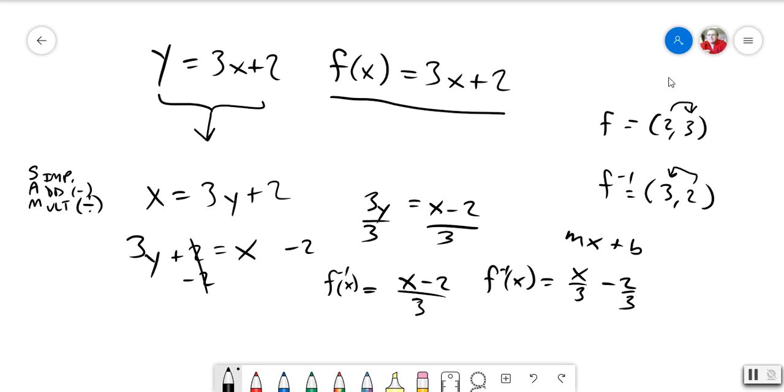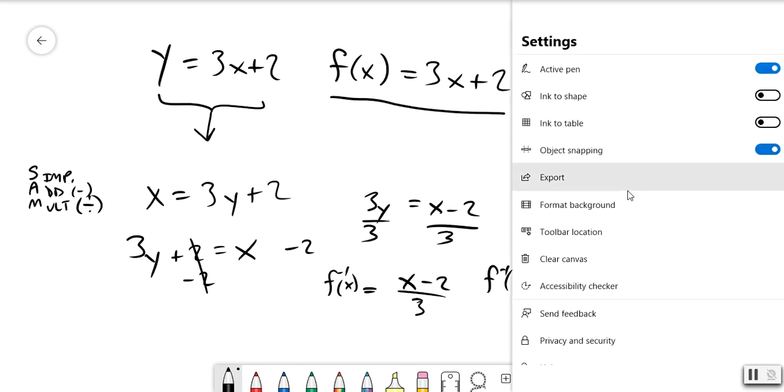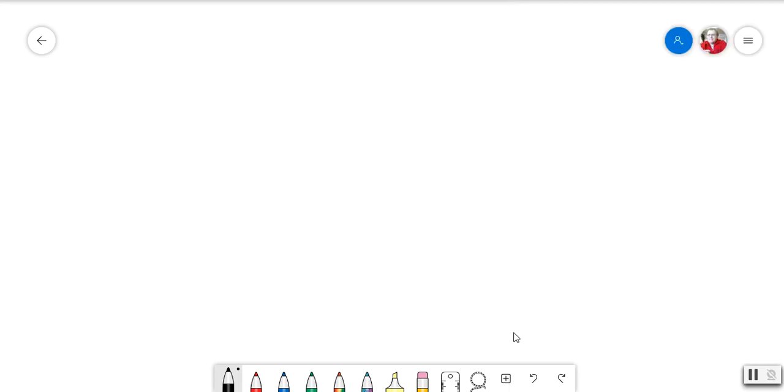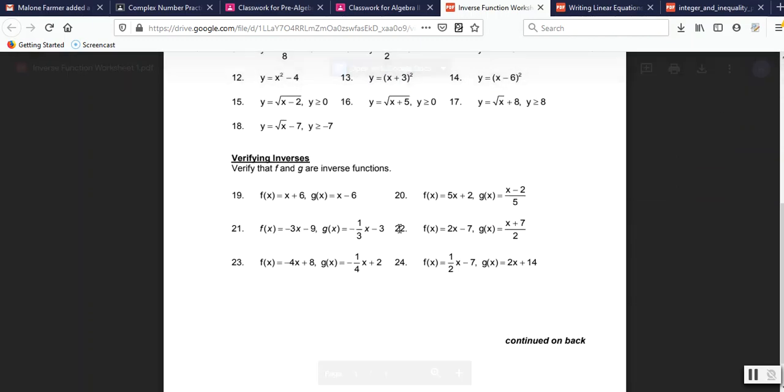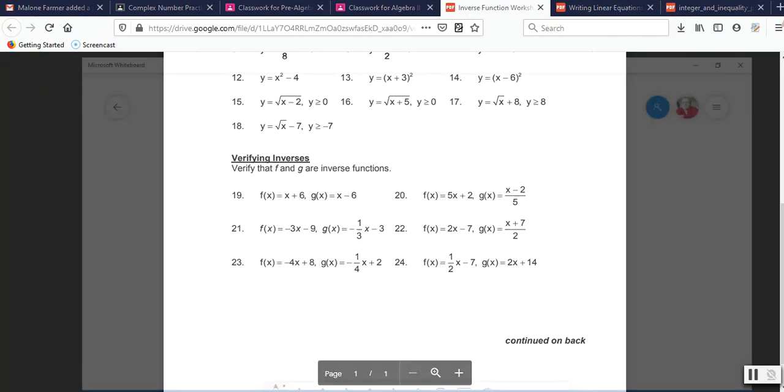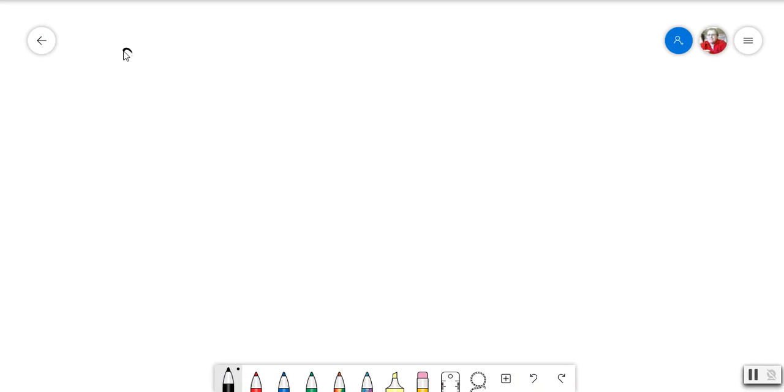Okay. So, the last situation here, it gave you two functions and said verify that they are inverses. And let's do 21 because it's more interesting. f of x equals negative 3x minus 9.